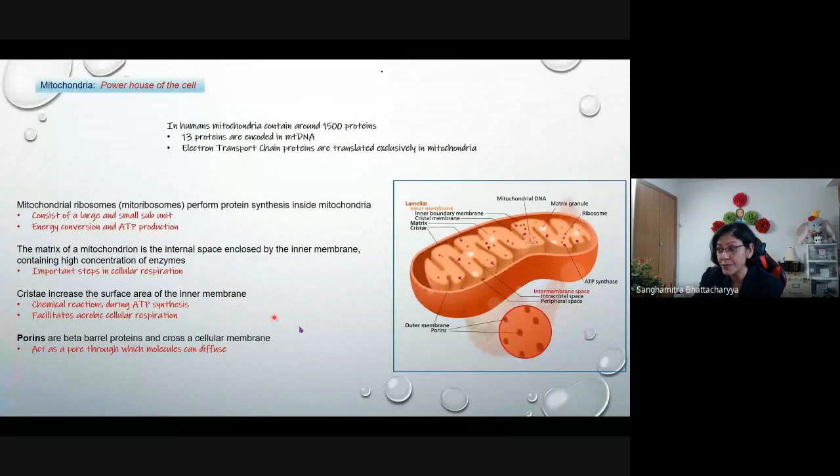The other important structure that we see in this organelle are porins, which are beta barrel proteins that cross a cellular membrane. So this actually starts in the outer membrane and forms a tubular structure, a connection between the outer and the inner mitochondria, where it acts as a pore that helps important molecules to diffuse during oxidative phosphorylation. Like the mitochondrial proteins, the outer membrane of the chloroplast also contains porins for the same reason.